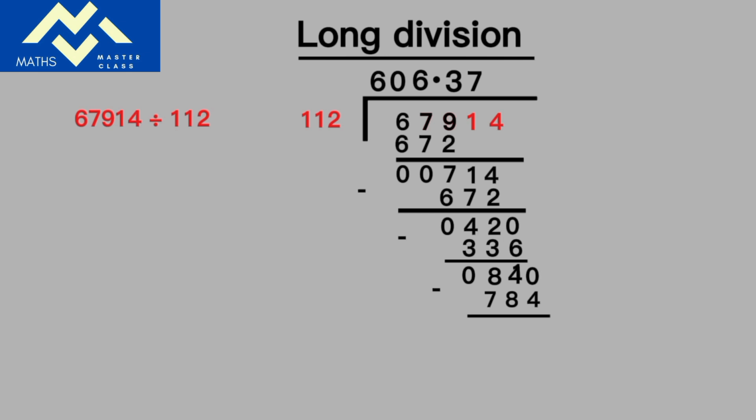0 minus 4 can't go. Borrow from 4. 10 minus 4 equals 6. Here is 3 now. 3 minus 8 can't go. Borrow from 8. 13 minus 8 equals 5. Here is 7 now. 7 minus 7 equals 0. We have 56 as the remainder. Add 0 to 56. Since 56 is less than 112, this becomes 560.